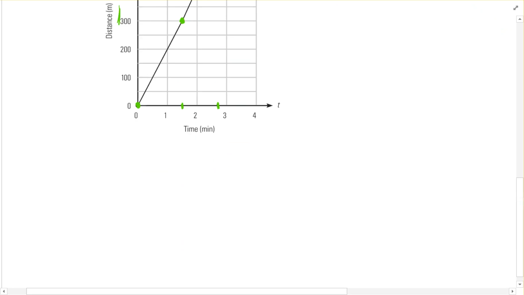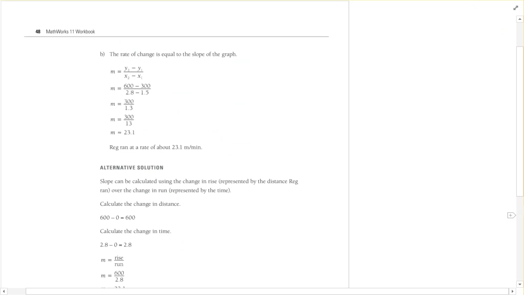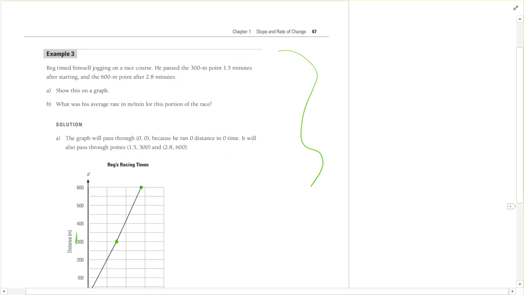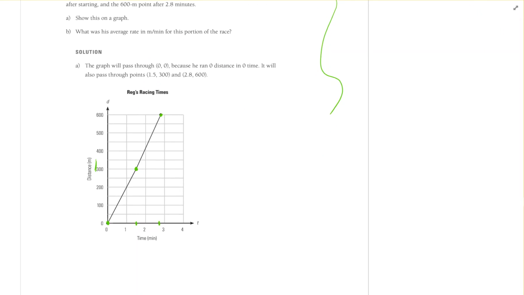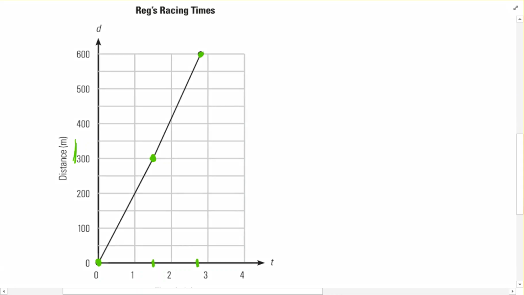So moving on to the next one here. Now it says the rate of change is equal to the slope of the graph. So let's go back a minute to figure out what we mean by that. For the slope of the graph, all you need to do on these ones is draw a triangle. You could draw a triangle from there to there, and figure out your rise and your run.